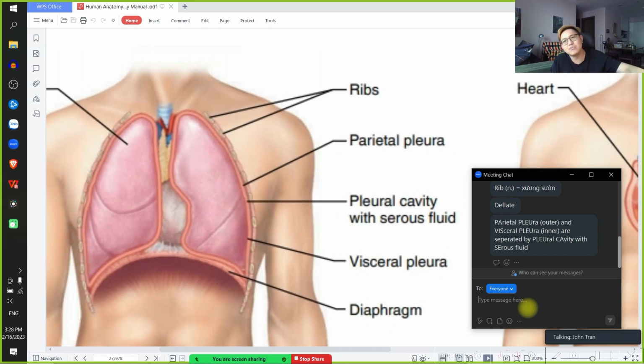Yeah, unless there's a puncture. Like if there's damage or there's a penetration.